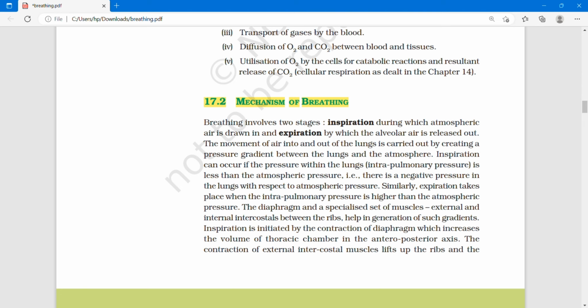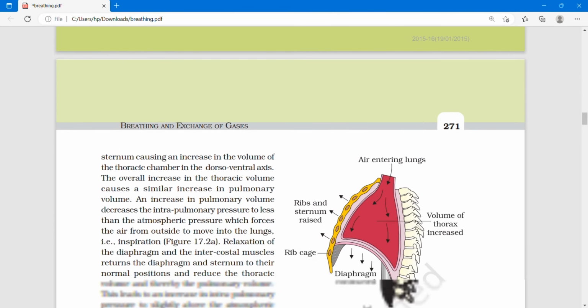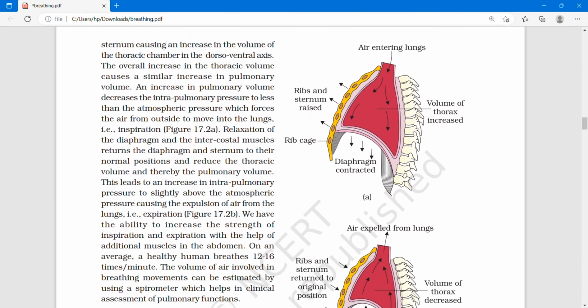Similarly, expiration takes place when the intrapulmonary pressure is higher than the atmospheric pressure. The diaphragm and a specialized setup of the muscles, external and internal intercostals between the ribs, help in generation of such a gradient. Inspiration is initiated by the contraction of the diaphragm, which increases the volume of the thoracic chamber in the anterior-posterior axis. The contraction of external intercostal muscles lifts up the ribs and the sternum, causing an increase in the volume of the thoracic chamber in the dorsoventral axis.